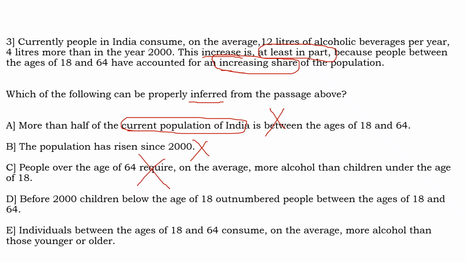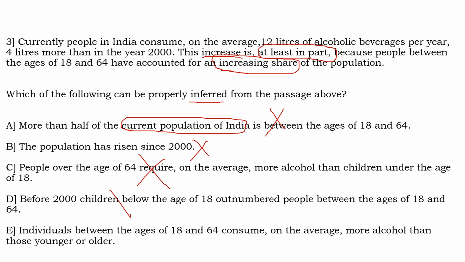Option D: before 2000, children below the age of 18 outnumbered people between the ages of 18 and 64. What is the meaning? Again, we cannot make any inferences about whether the people below the age of 18 were more than the people between the ages of 18 and 64 before the year 2000. We can only say that there has been an increase in the number of people between the ages of 18 and 64 after the year 2000, and because of their increased level of consumption, the average has increased. That's all.